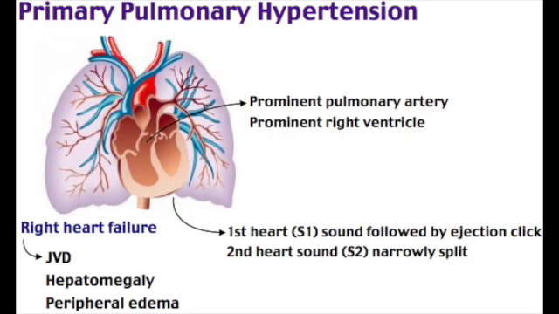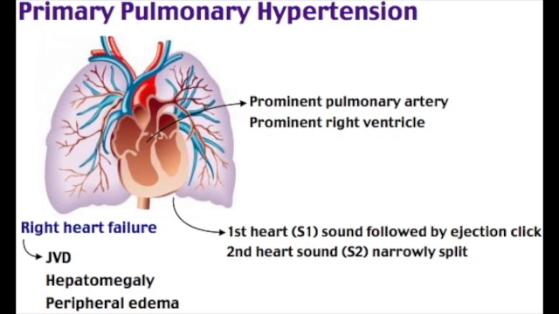So next will be pulmonary hypertension. Pulmonary hypertension is an elevated mean pulmonary arterial pressure over 20 millimeters of mercury with pulmonary vascular resistance over 3 Wood units. The pathophys is due to increased pulmonary vascular resistance leading to right ventricular hypertrophy, increased right ventricular pressure, and eventually right-sided heart failure.